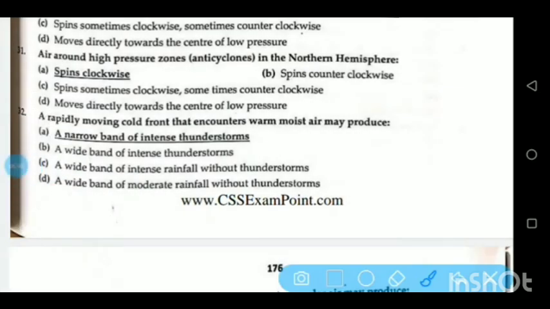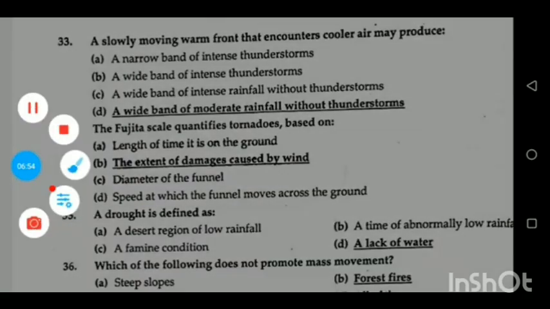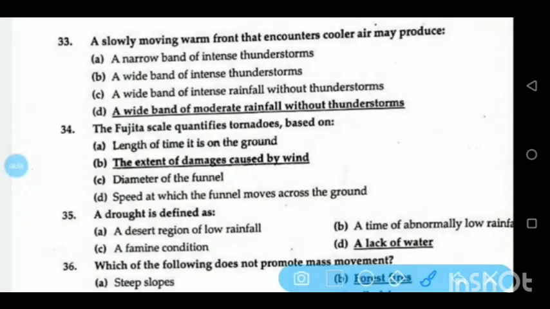A rapidly moving cold front that encounters warm, moist air may produce a narrow band of intense thunderstorms. A slowly moving warm front that encounters cooler air may produce a wide band of moderate rainfall without thunderstorms.